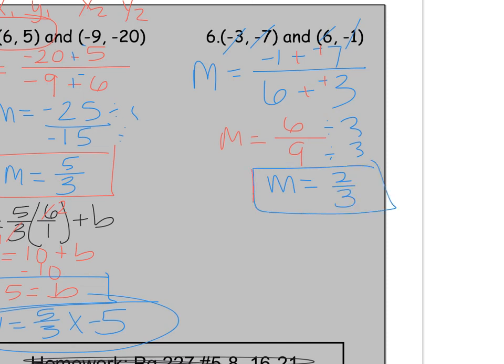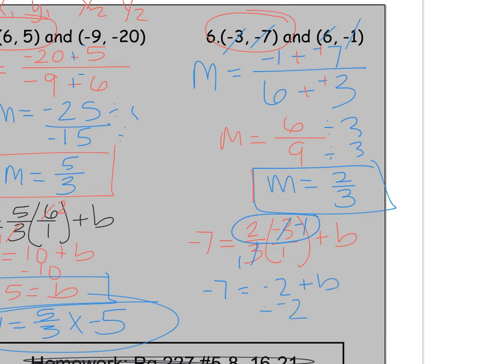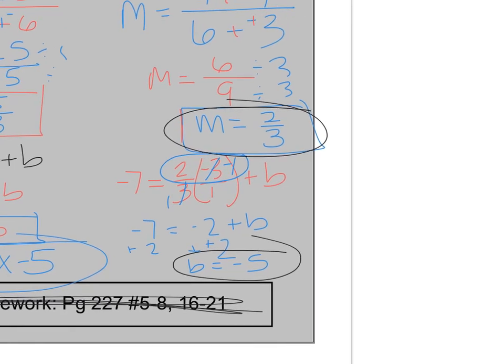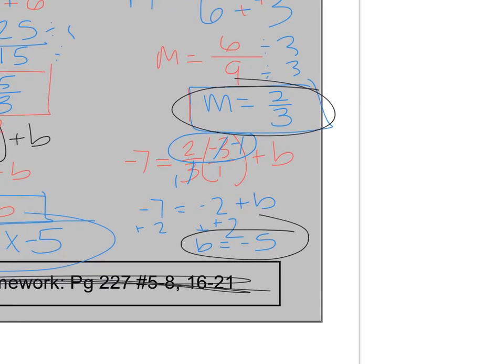Given that slope and an ordered pair, I plug them in. y is -7, slope is 2/3, x is -3, and I'm finding b. Put that over 1. 3 goes into 3 once, 3 goes into -3, -1 times. So I'm left with 2 times -1, which is -2. I need to subtract -2 here, just like adding 2. I find out that b is equal to -5. Given b, given m, I know that my equation is y equals 2/3 x minus 5.